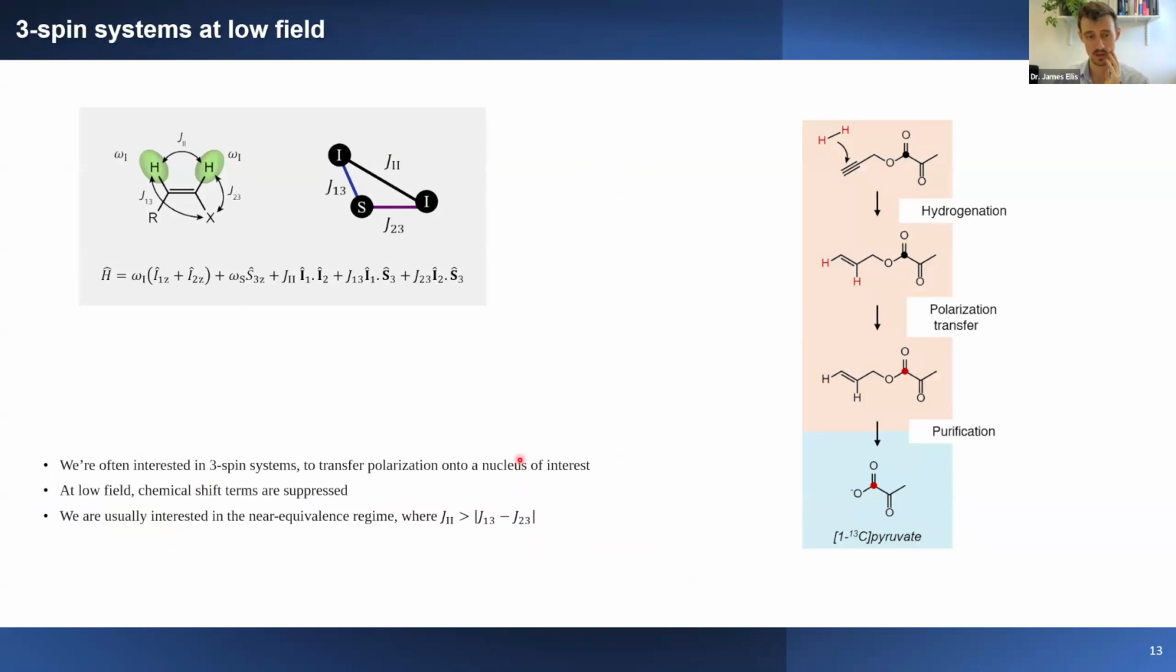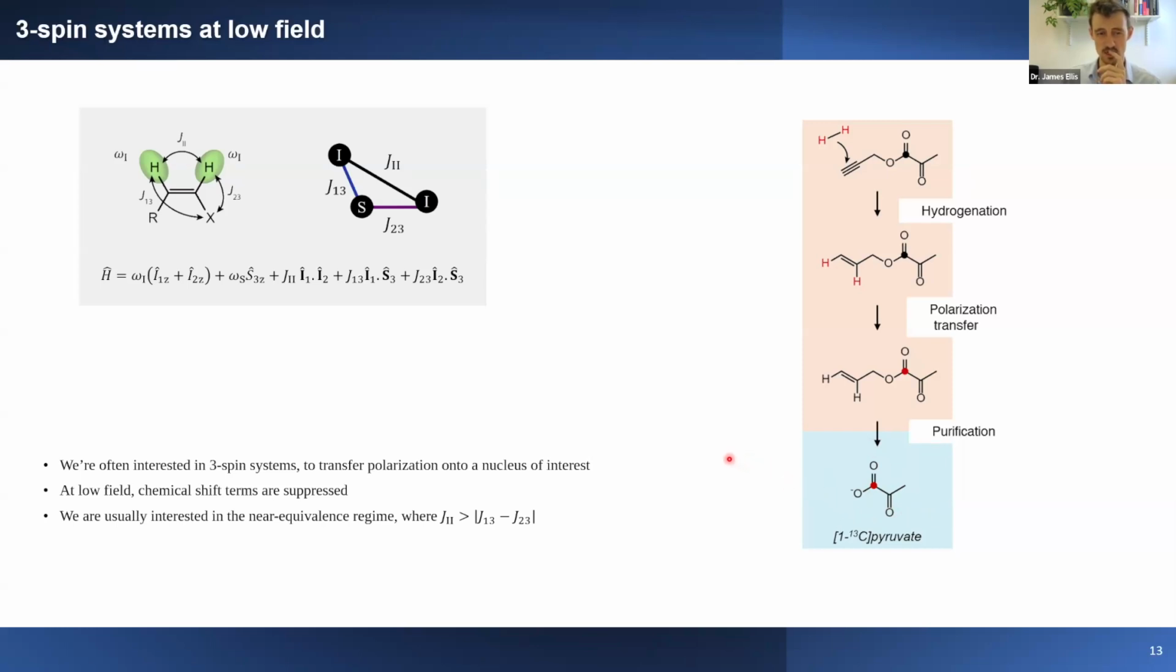Okay, so what I've talked about so far has been 2 spin systems. But in many real applications, we're interested in 3 spin systems. A nice example of that is shown here. If we want to polarize a molecule such as pyruvate for in vivo imaging, and we want to polarize the carbon-13, then what we're doing is we hydrogenate a molecule and we need to transfer the proton polarization to this 3rd nucleus. In this case, we'll neglect the other nuclei in the molecule. So we transfer the polarization to the 3rd nucleus, and then we would cleave off our pyruvate and collect this for use.